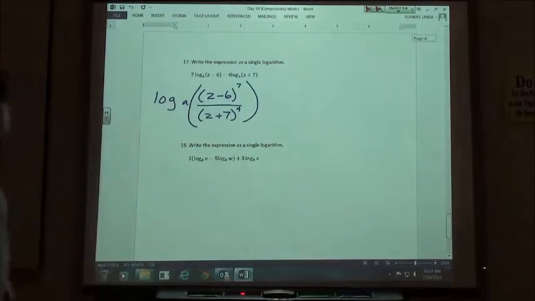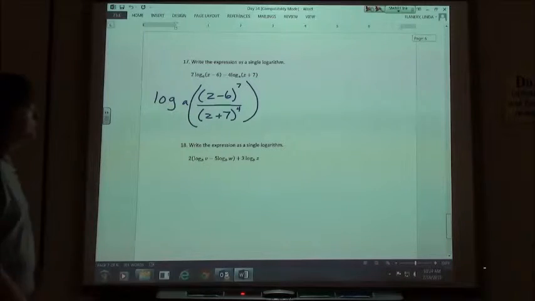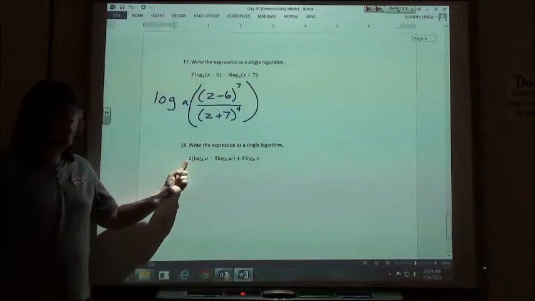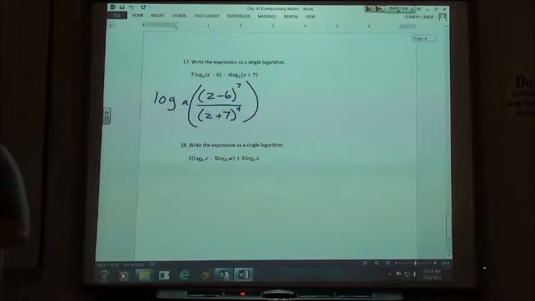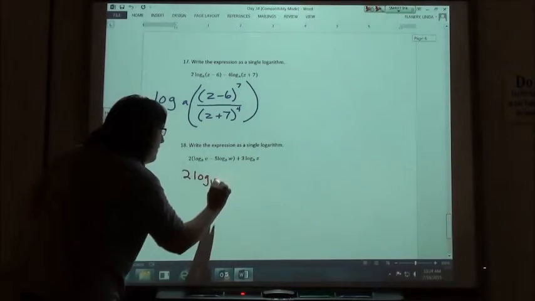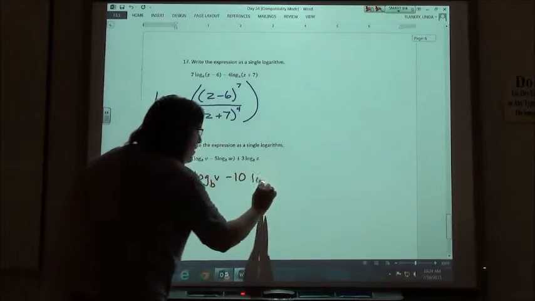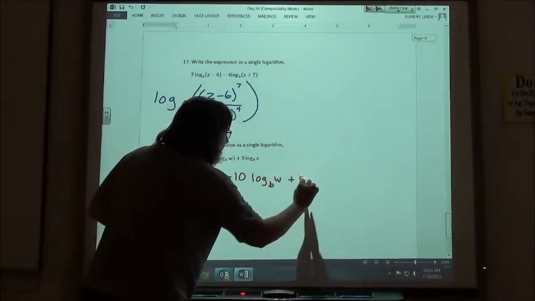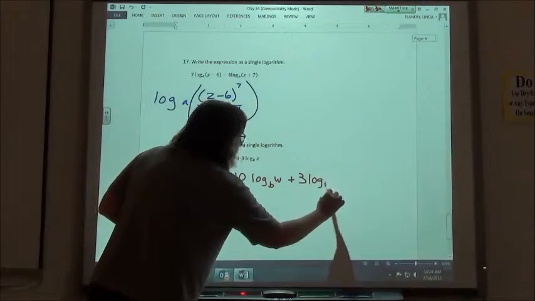So if you try to do number 18, what's going to happen with number 18? First of all, what should I probably do with this 2 because it's in front of that parentheses? What would I normally do with the 2 that's in front of the parentheses? Multiply it out, distribute it out. So I would have 2 log base B of V minus 10 log base B of W, and then plus the 3 log base B of Z.